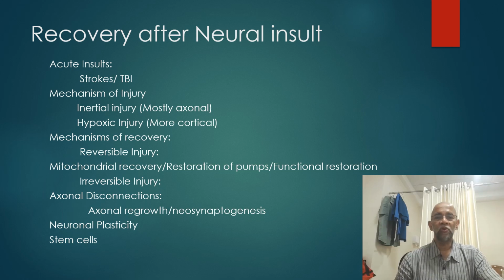Let's have a quick overview of how recovery can occur after a neurological insult. Remember the principles. Acute stroke insults can involve strokes or traumatic brain injury. The mechanism of injury is important. The mechanism includes both inertial injury, where the injury is mostly axonal, and hypoxic injury in a stroke or even when the ICP goes up, where the injury is more cortical. Why? Because the cortex requires a higher concentration of oxygen to sustain itself.